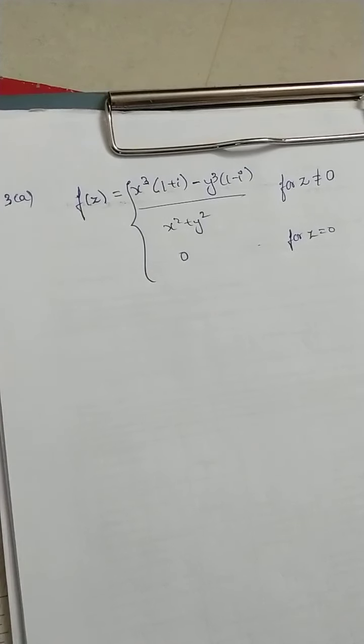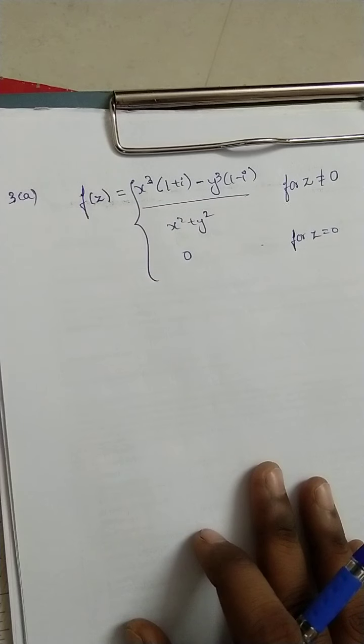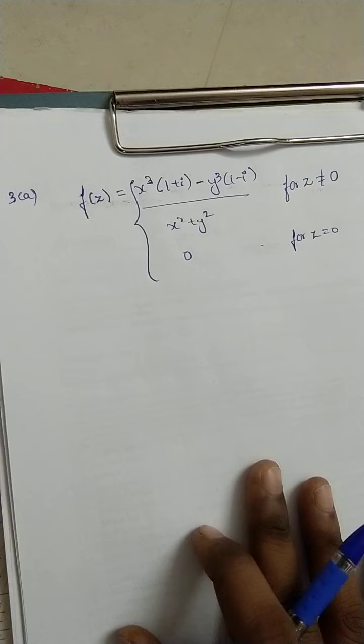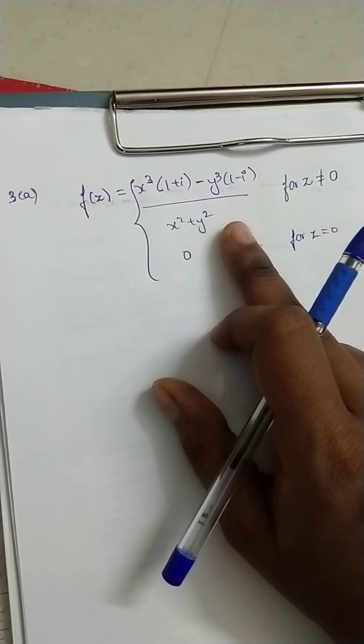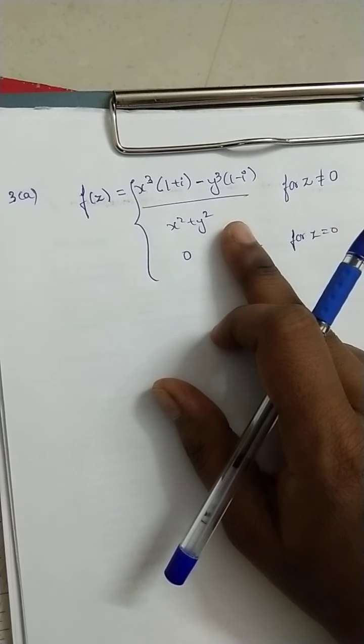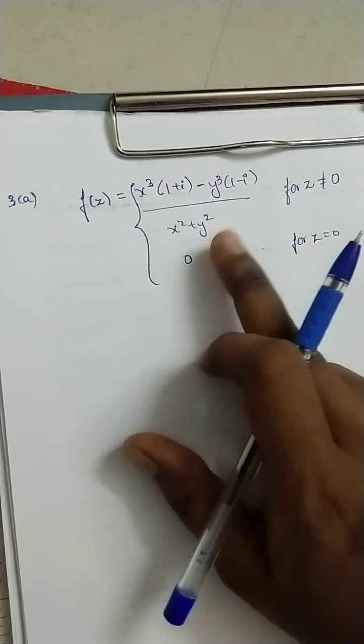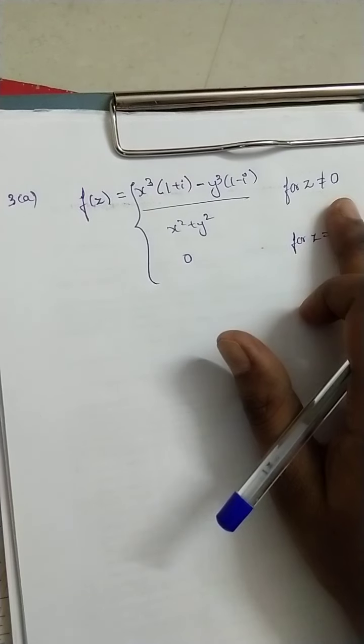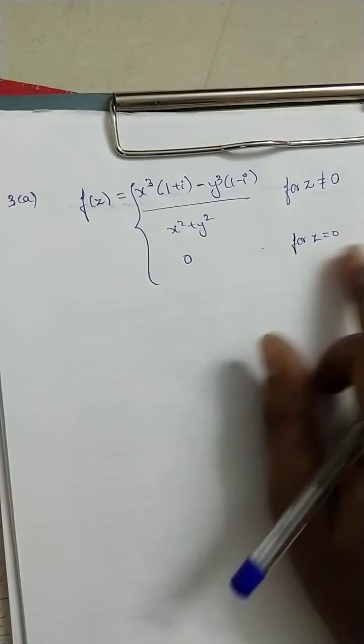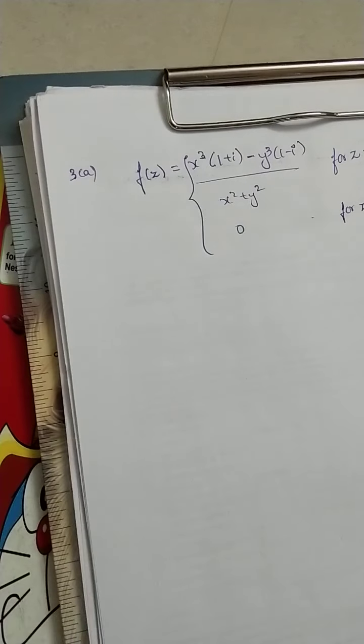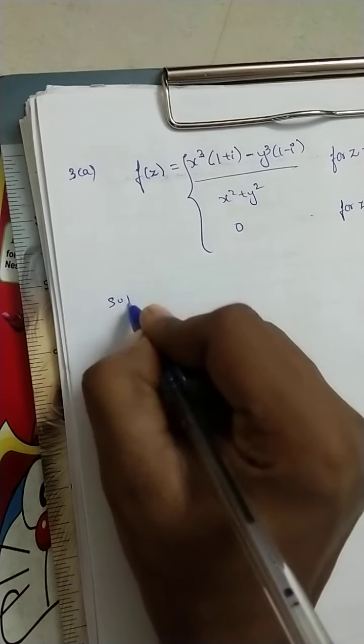So this is the question. They have given f of z with one equation. This equation is a rational function with a non-zero denominator for z not equal to 0, and 0 for z equal to 0. So, coming to the solution.